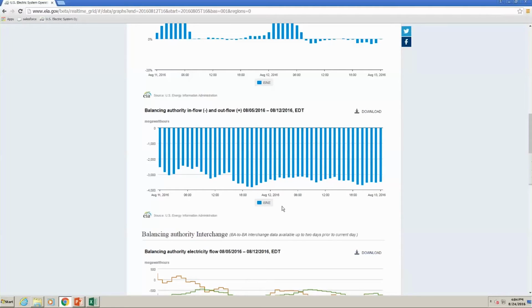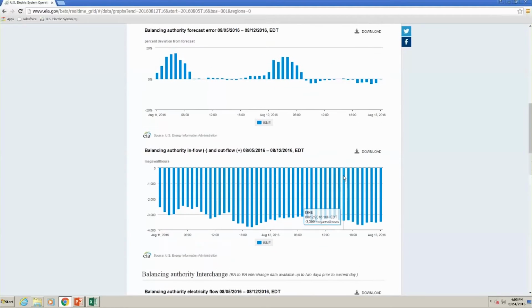So you can see it's fairly consistently importing for these particular days, and we can pick off the particular hour. There's our 4 o'clock hour there, the 3,399 right there.